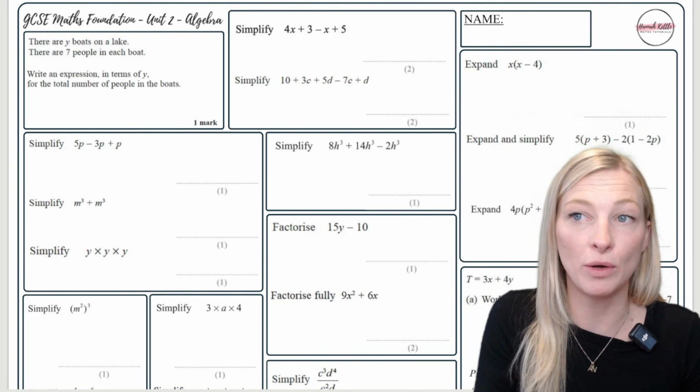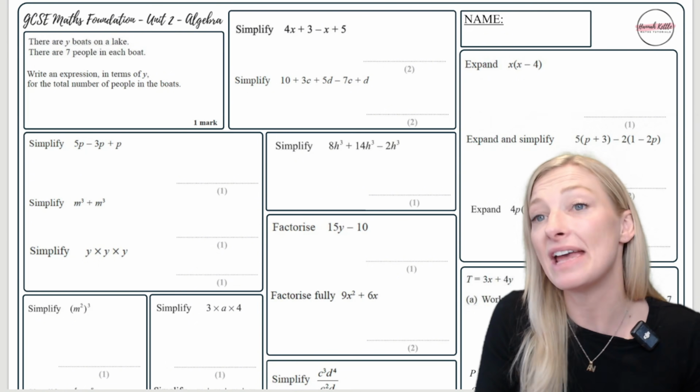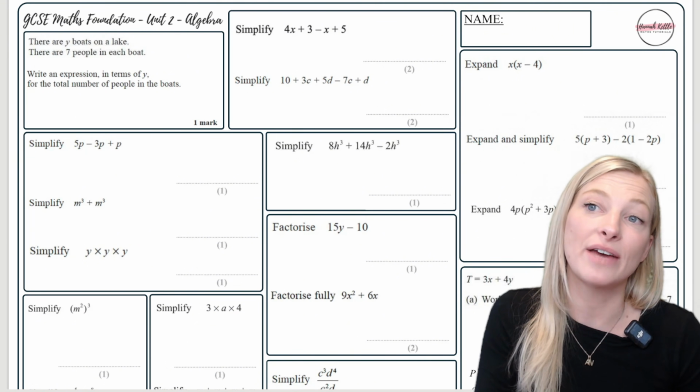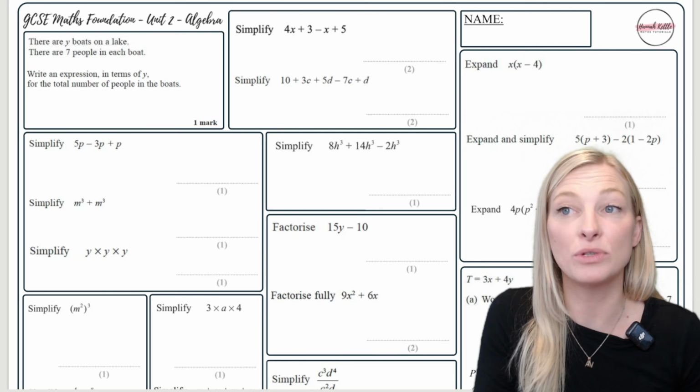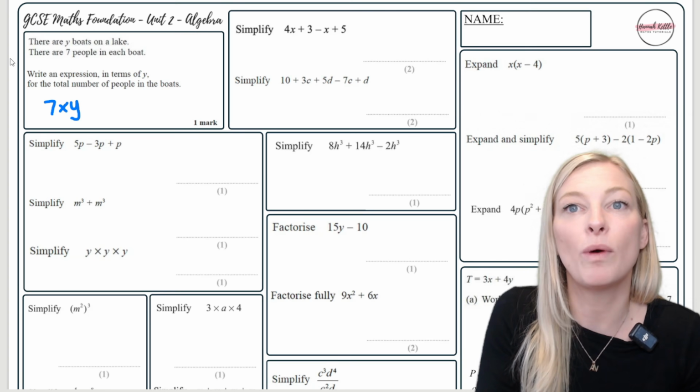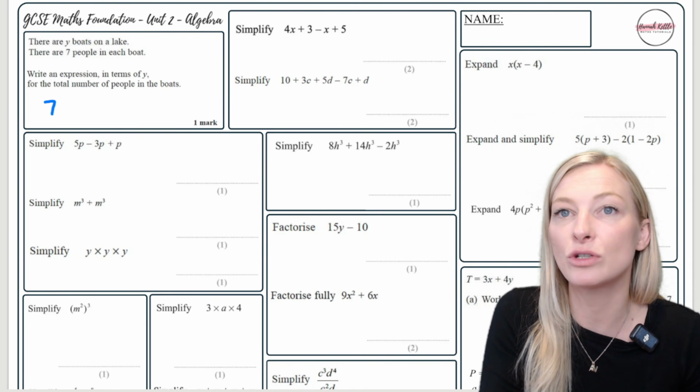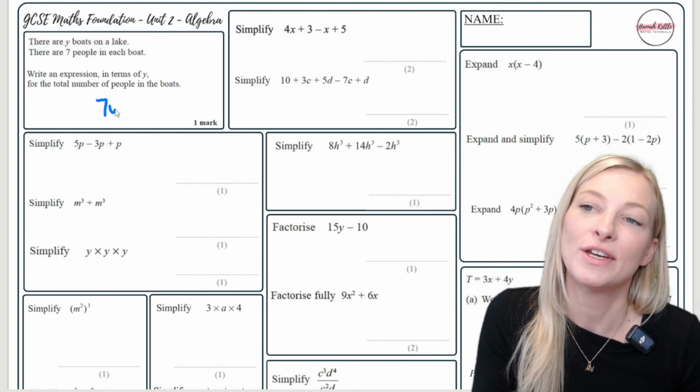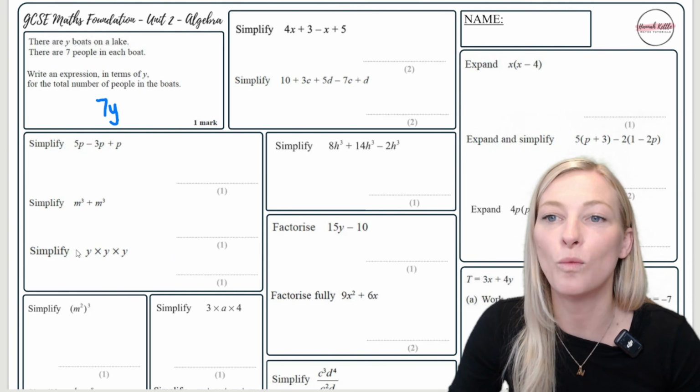So if there were 2 boats on a lake, we would do 7 times 2. If there were 10 boats on the lake, we would do 7 times 10. But here there are Y boats on the lake. So we need to do 7 times Y, except we wouldn't write it like that. When we multiply together in algebra, we just put 7Y. So 7Y was your answer there for 1 mark.